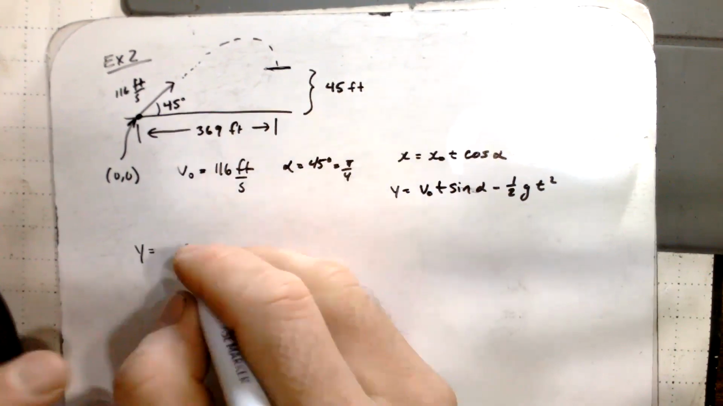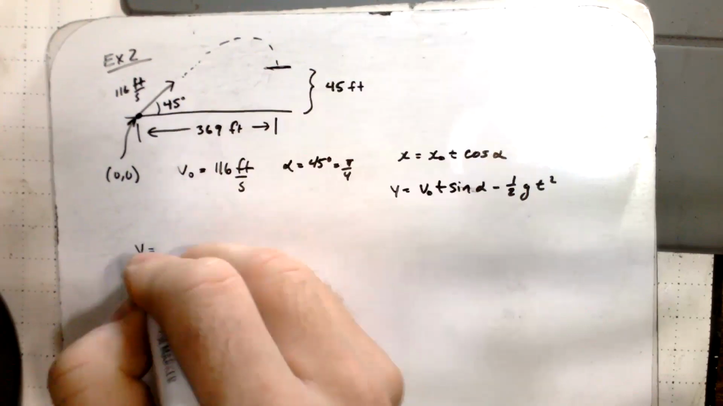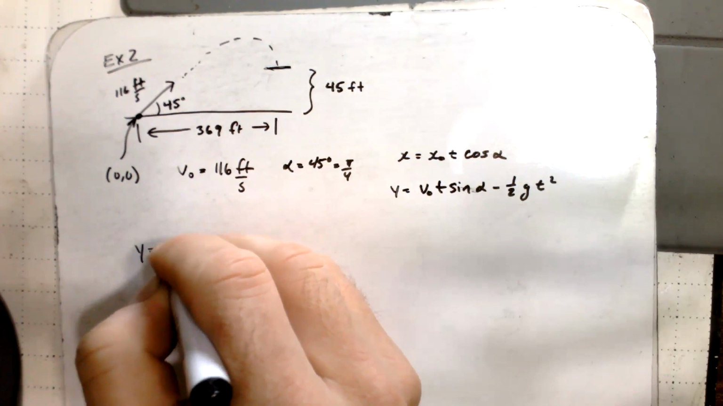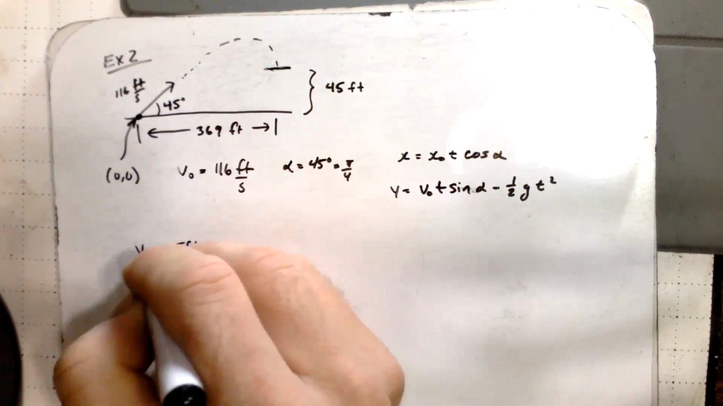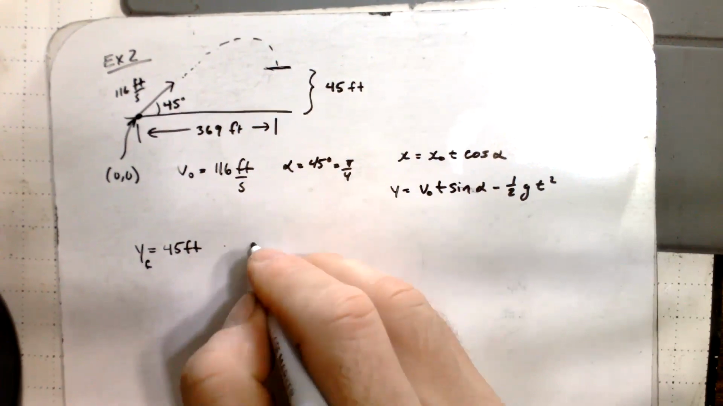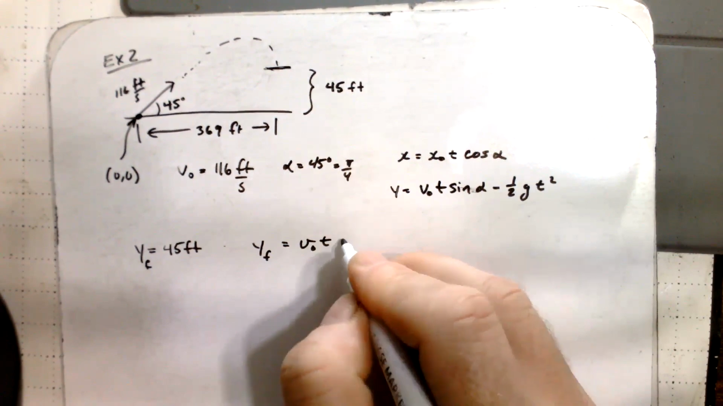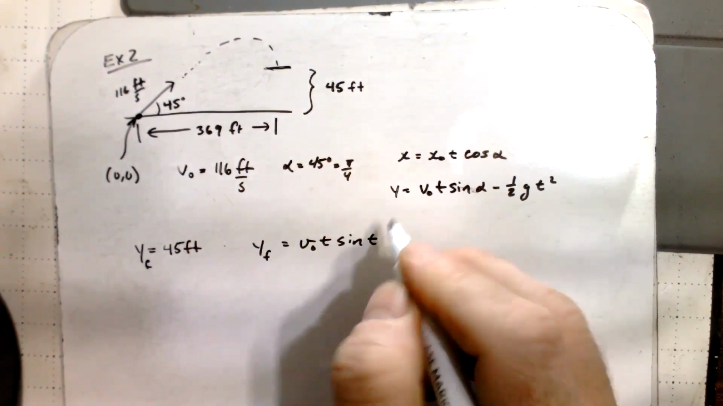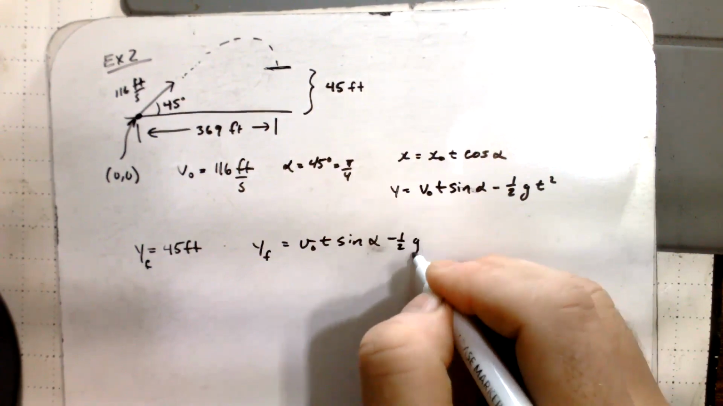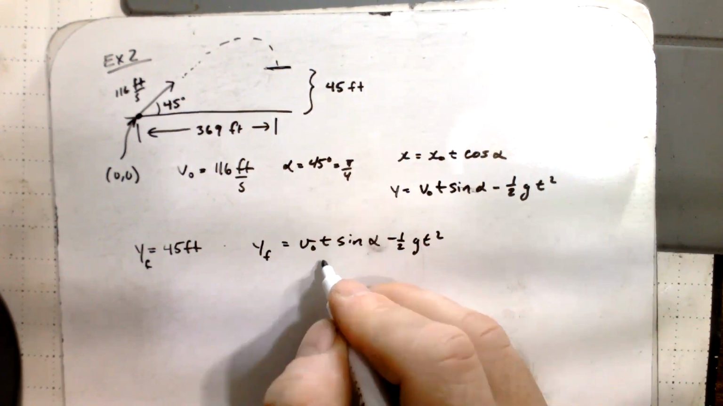If that's confusing to you, replace it with numbers. So I'm going to call this y. This is what I want: y final is 45 feet. So that's what I'm looking for. Okay, so when y final is equal to v naught t sine alpha, that's alpha, is t, minus 1/2 g t squared. Okay, so I need to figure out if and when that is possible.